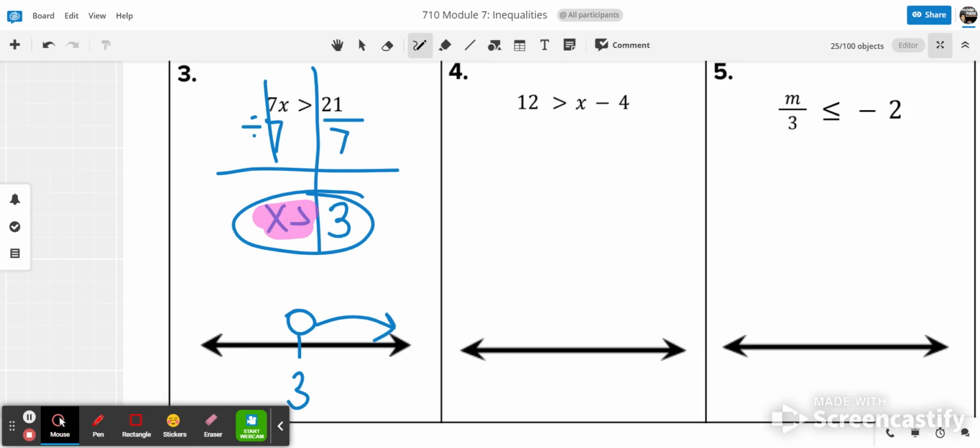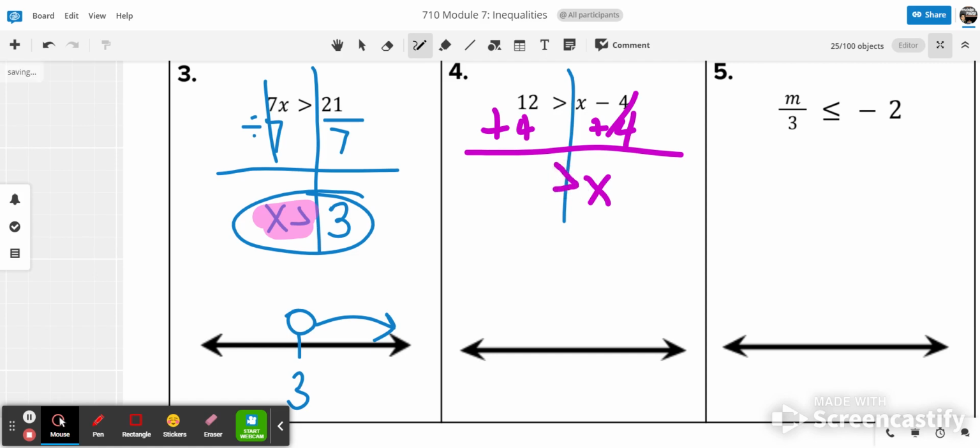Number 4, I have 12 is greater than x minus 4. So I'm going to follow my same steps to solve this, even though my variable is on the wrong side. We'll deal with that at the end. So I have x minus 4. What is the opposite of subtraction? Addition. So we're going to add 4 to both sides. And -4 plus 4 is 0. That's why we cross it off. And we get x on this side. Our symbol stays the exact same. 12 plus 4, we get 16.